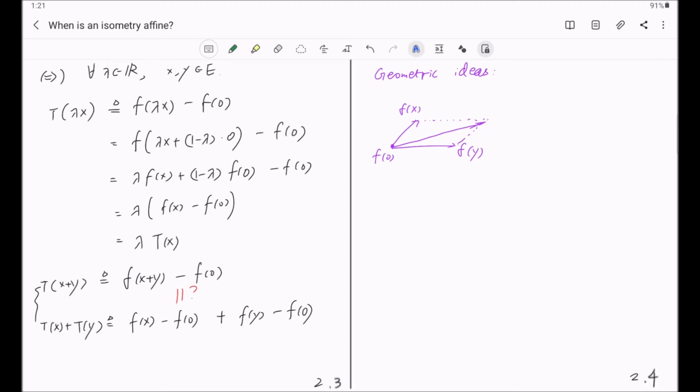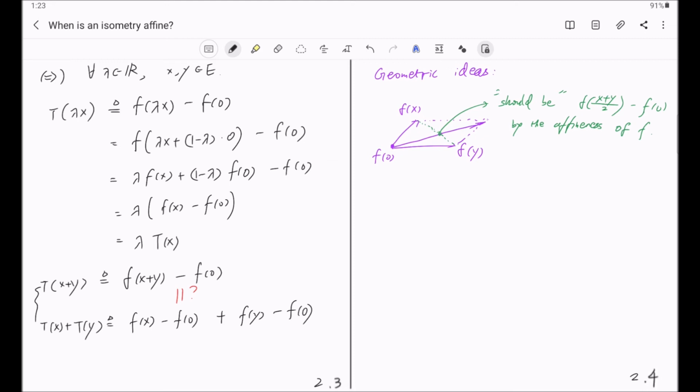Although that is not so obvious to us, we may look at it in another way. Let us look at the middle point of this line segment from f of x to f of y. By the affinity of f, this middle point should be just f of (x plus y) divided by 2 minus f of 0. But we still need to realize this idea carefully.